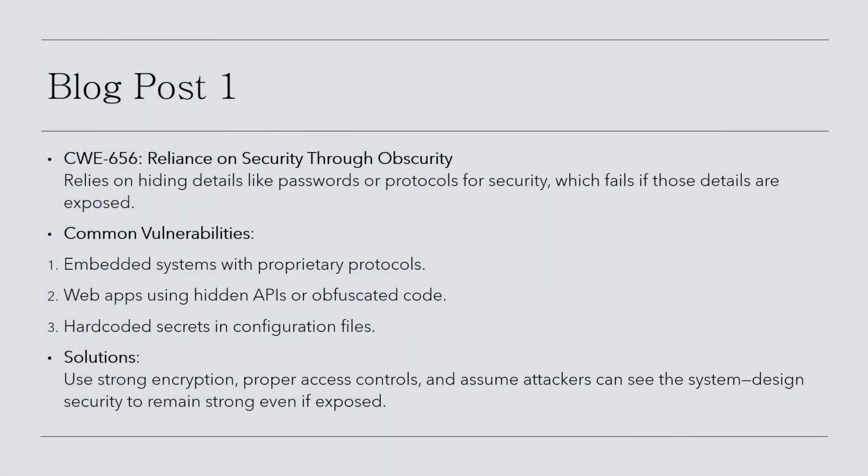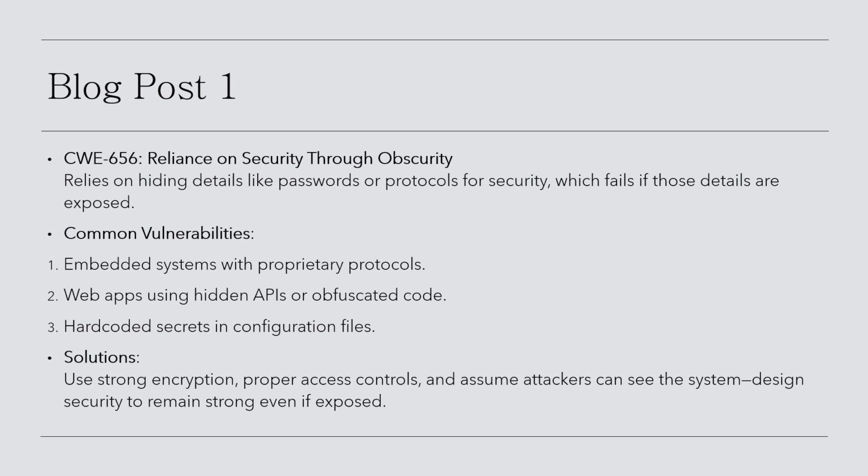So CWE 656, called Reliance on Security through Obscurity, is a weakness where systems rely on hiding details like passwords or protocols to stay secure. The problem is that once attackers uncover these hidden details, the system becomes completely vulnerable. So why is this a problem? The main flaw is that hiding details is not a strong security strategy.